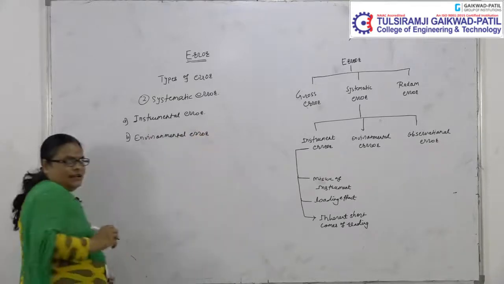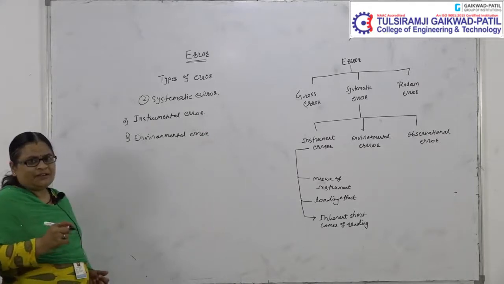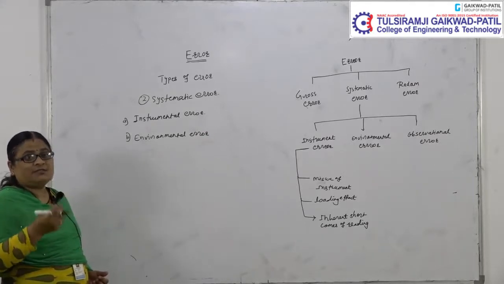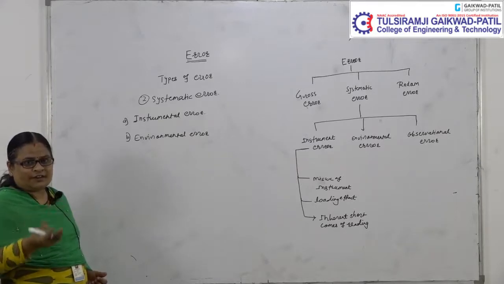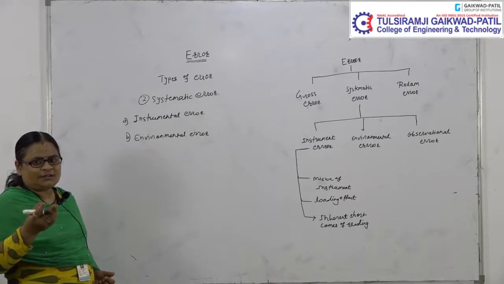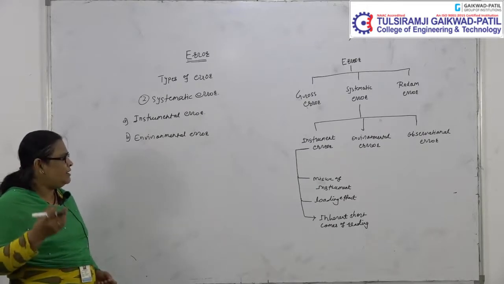These environmental errors can be caused due to temperature, humidity, various types of velocity, breakdowns, or failure of electric current. That is the environmental error. It is caused with respect to the environment, therefore it is called an environmental error.